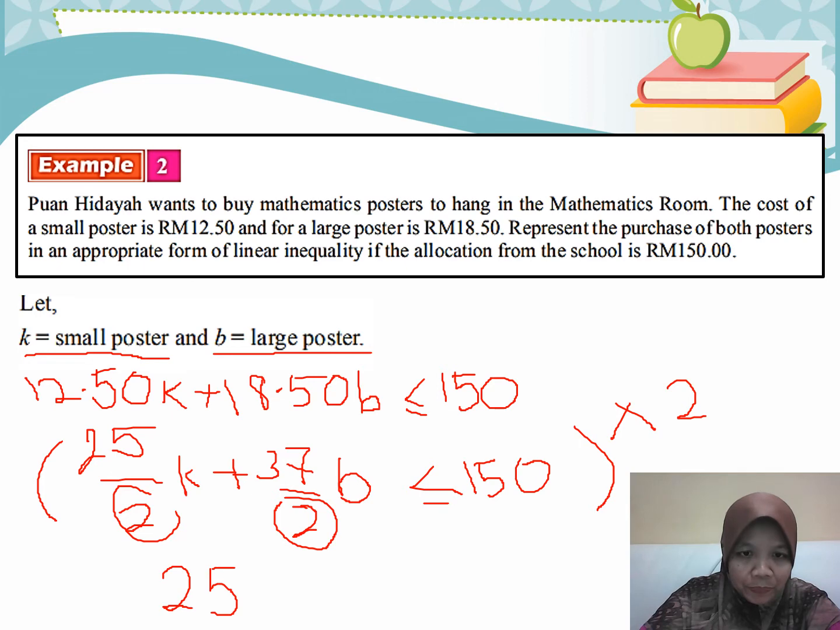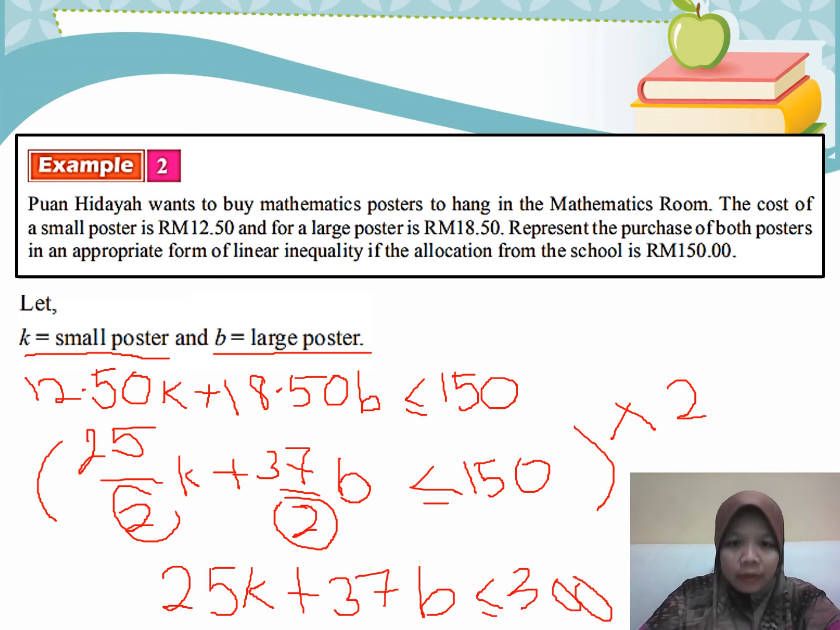25k plus 37b less than or equal to 300. Okay, so that's the answer. I hope all of you can understand.